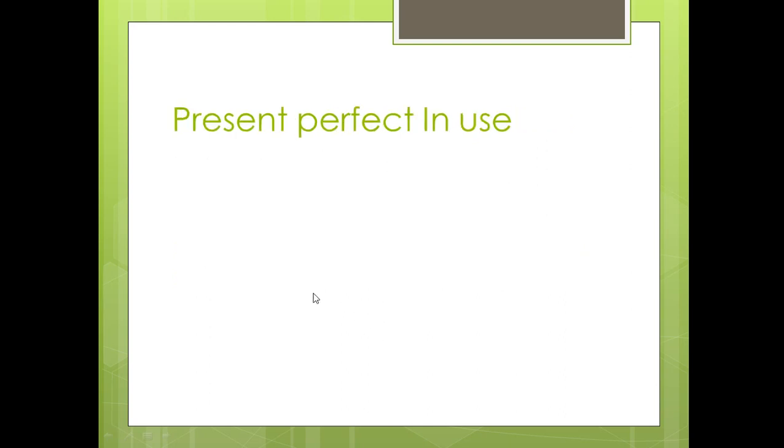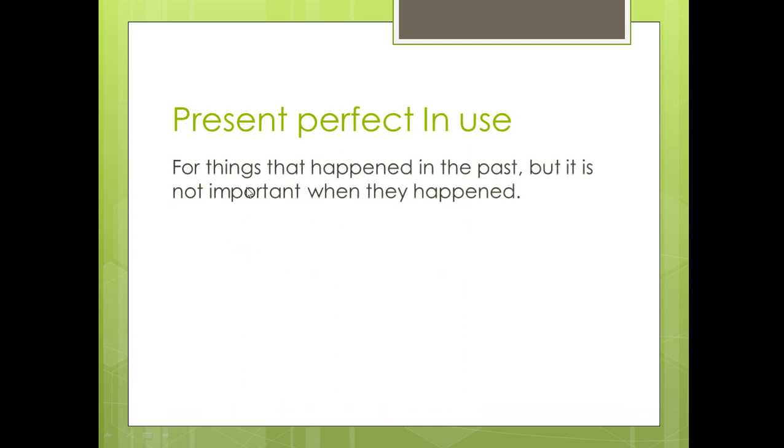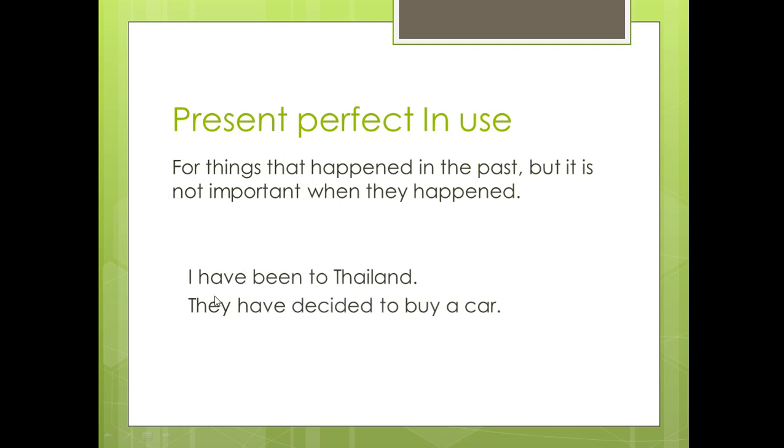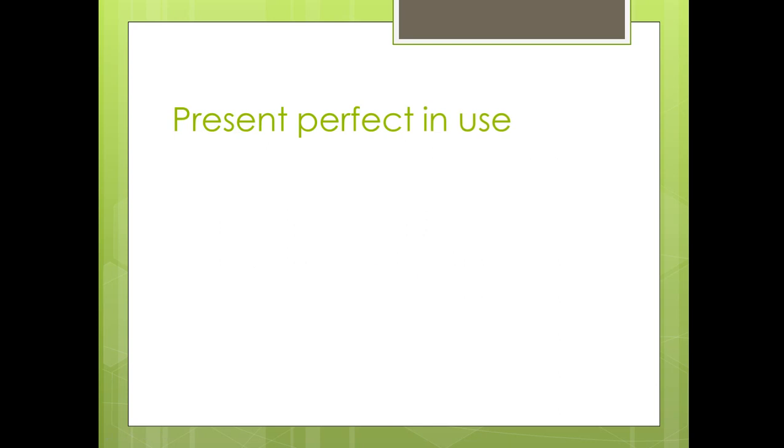Now move to present perfect in use. So when do we use present perfect? The first one, we use present perfect for things that happen in the past, but it is not important when they happen. Example: I have been to Thailand. It is not important to know the definite time when I went to Thailand. They have decided to buy a car. It is not important to know when they decided to buy a car.